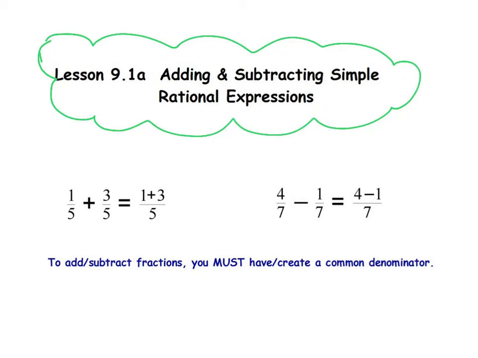When you subtract, you subtract across the numerator: 4 minus 1, which of course would be 3. The denominator, we keep the same. So it's really important when we add or subtract fractions, or in this case, rational expressions, you must have or create a common denominator.